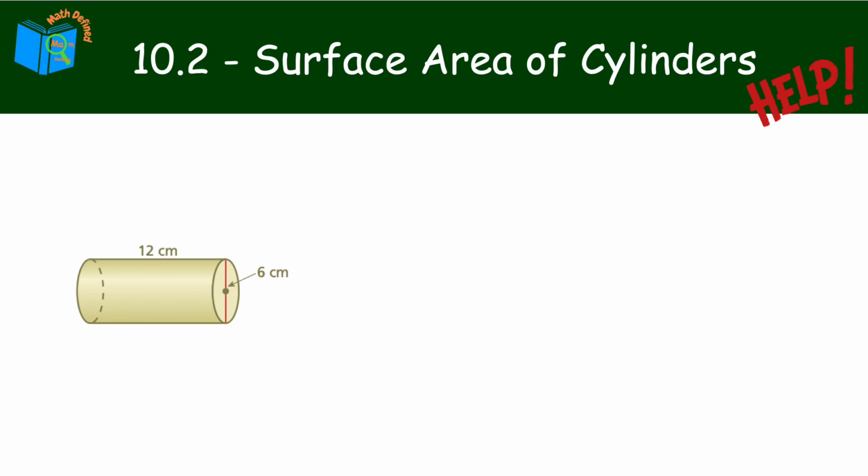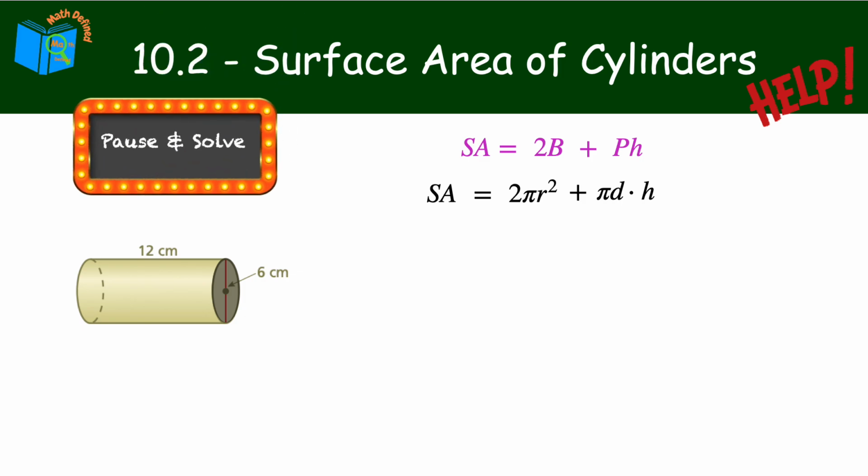Now let's move into cylinders. Remember, the formula structure stays the same, but the base is a circle. So the formula becomes 2 times pi times the radius squared to find the area of the 2 bases. But don't confuse the diameter here with the radius. The radius is 1/2 the length of the diameter. Then we add pi times diameter for the perimeter, or the circumference of the base, times the height of the cylinder. Now take a moment to pause and solve on your own.